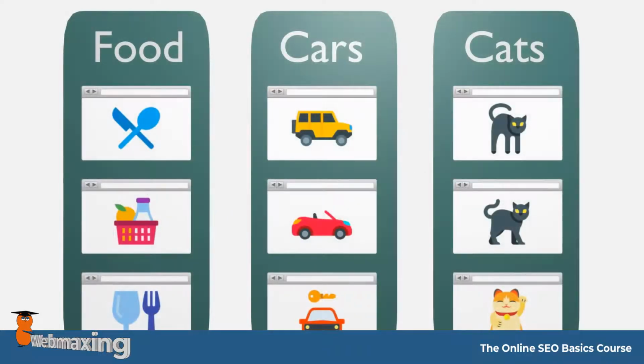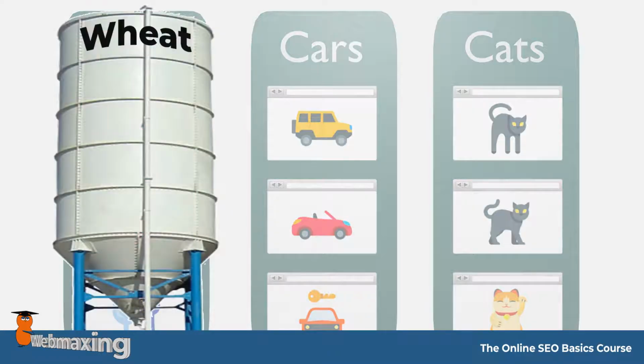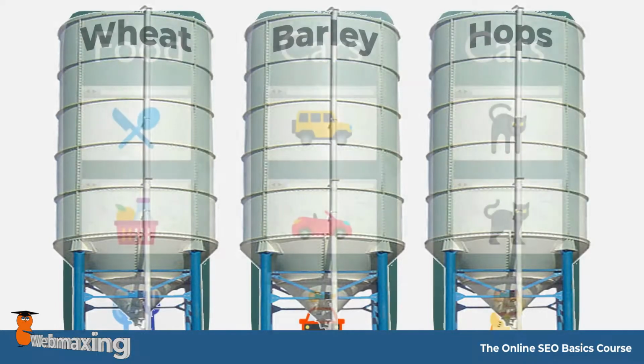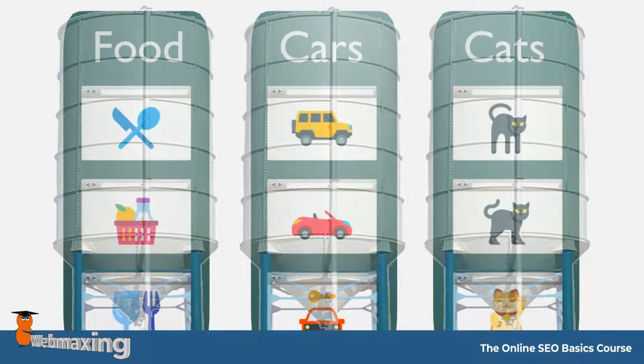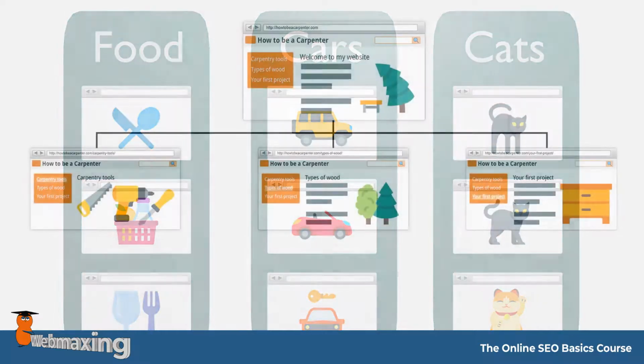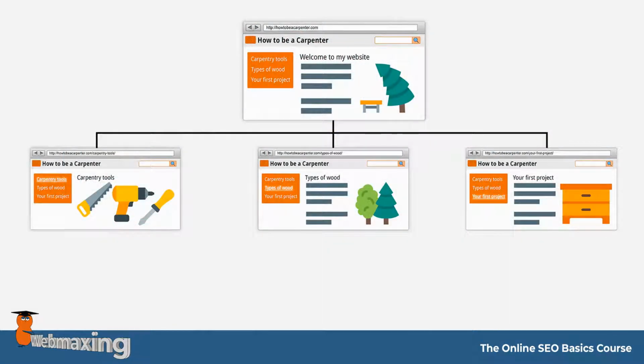Like agricultural silos that store different types of grain, we want to create a website which is structured into areas which store different types of material and information. Let's consider how we can apply this to our website, How to Be a Carpenter.